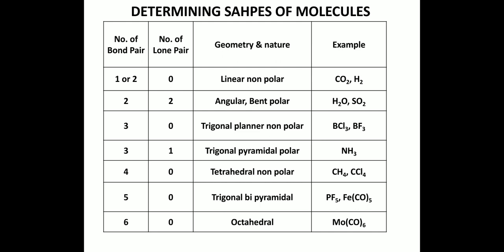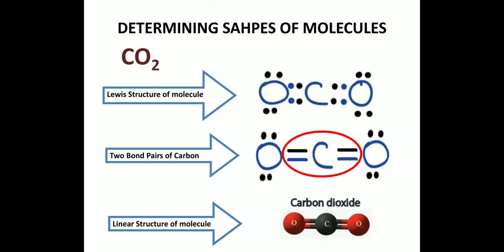If bond pairs are 5 and no lone pair, it is trigonal bipyramidal. Examples are phosphine and Fe(CO)5, iron carbonyl. If the bond pairs are 6 and no lone pair, the structure is octahedral. Mo(CO)6 is an example. Now, with the help of this table, we determine the shape of the carbon dioxide molecule.